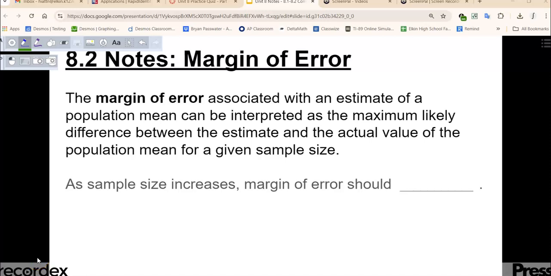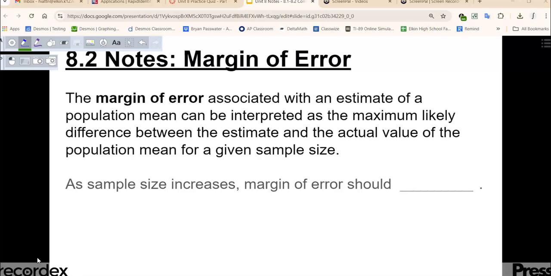Okay, in this section, we're going to learn about the margin of error. The margin of error is associated with an estimate of population mean that can be interpreted as the maximum likely difference between the estimate and the actual value of the population mean for a given sample size. To simplify that, it just means how far off you are likely to be.